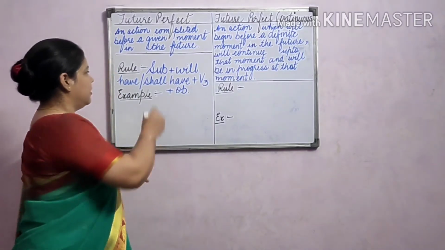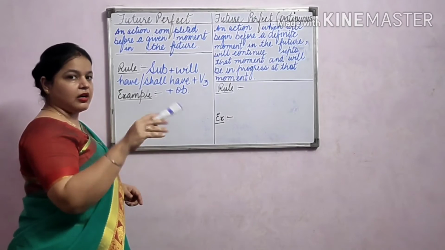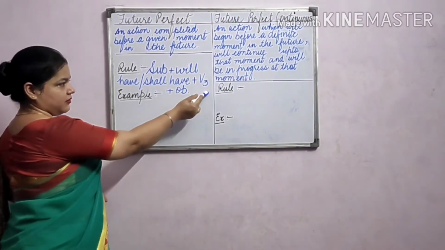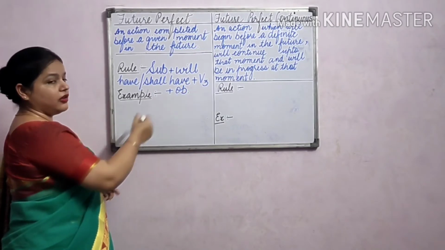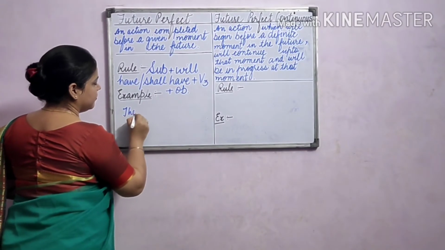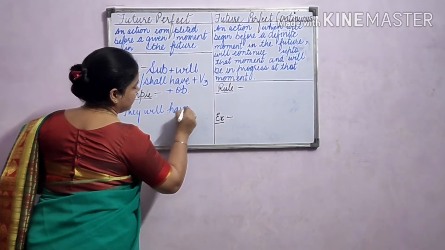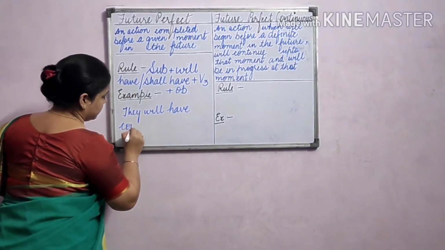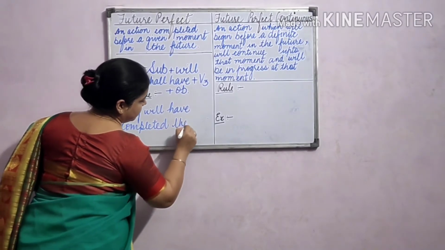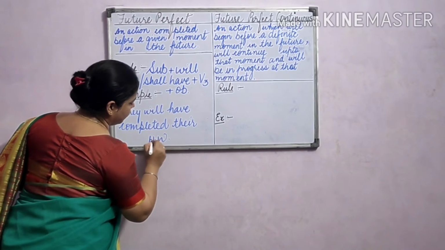First of all, subject comes, then will or shall, which we'll be selecting according to the persons. And then have is a must, followed by verb third form and then object. Let's take one example. The example is: they will have completed their homework.